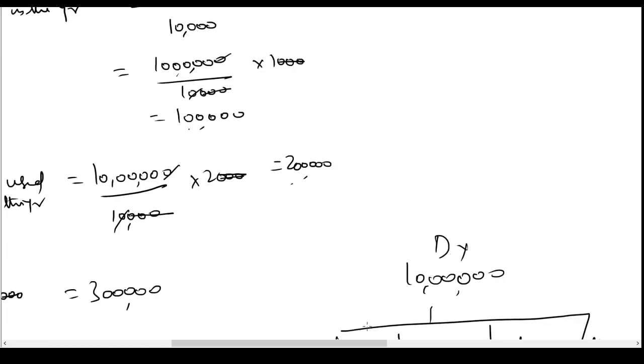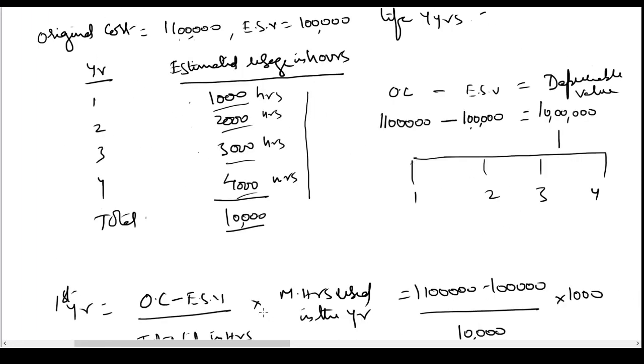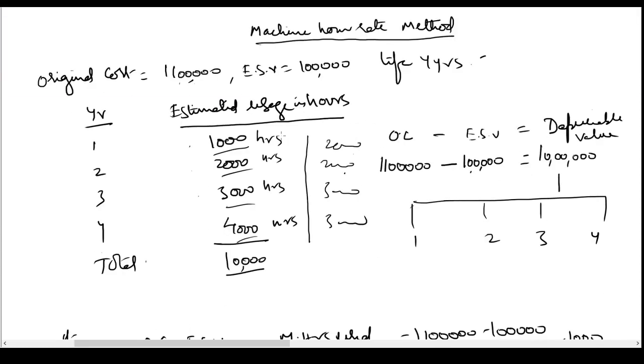Now, if the consumption pattern was different, suppose we are given the problem that in all the years we are going to use it for 2000 hours or 2500 hours every year, then the depreciation charge would be the same. It will be 2.5 lakh for all the years. Suppose it can be a way like this. Here we say 2000 hours, 2000 hours, 3000 hours and 3000 hours. Then it will be 2 lakhs rupees for the first year, 2 lakh rupees for the second year, 3 lakh for the third year and 3 lakh for the fourth year. So this is called as the machine hour rate method.